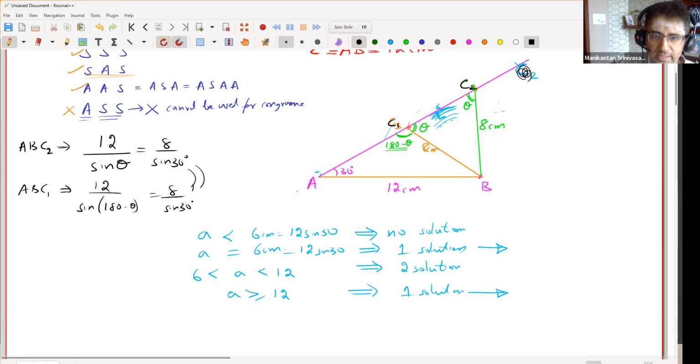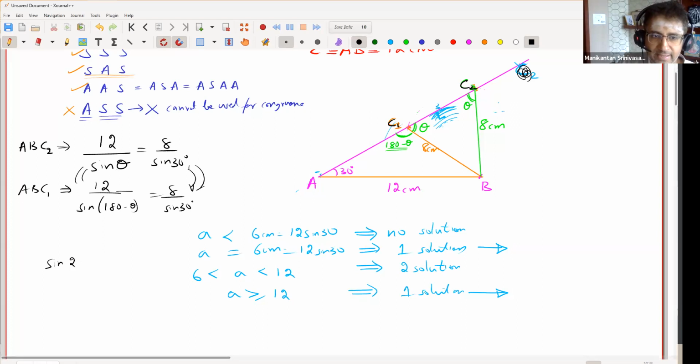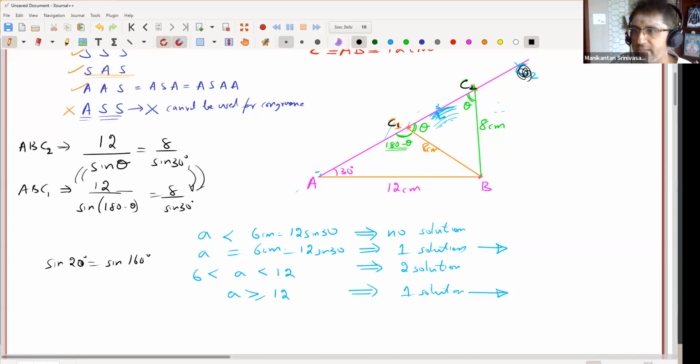8 upon sine 30 is always 8 upon sine 30. Then I have sine theta here and sine 180 minus theta here. It so works out that sine theta will be same as sine 180 minus theta, right? So sine of 20 degrees is same as sine 160 degrees, right? So sine theta is same as sine 180 minus theta. So that leads us to looking at angles above 90. How do you determine sine, cos, and tan for angles above 90? We'll do that shortly, but I just want to illustrate that there is no violation.